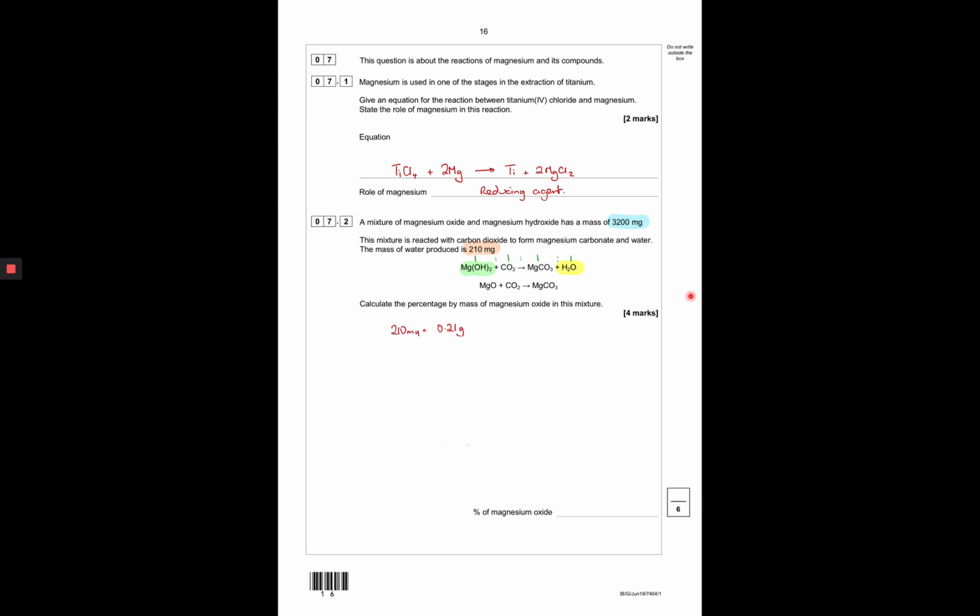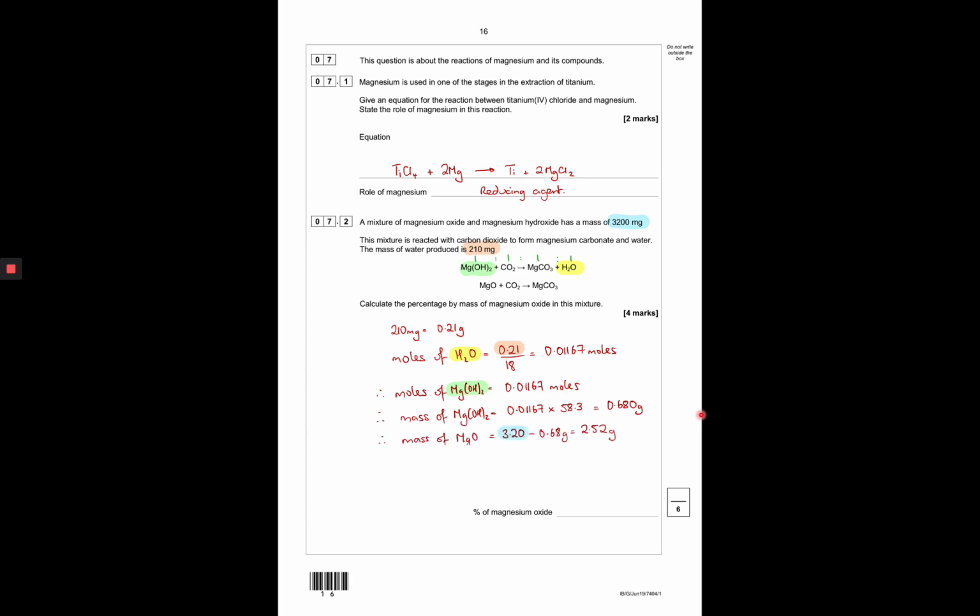So turn our milligrams into grams, because we've got to remember that. Then we work out our moles of water. Therefore, and that's what the reaction equation is there to say, if we know that's how much water was made, we know how much magnesium hydroxide we had in the first place. If we know how much magnesium hydroxide we had in moles, then we also can work out what mass there was in the first place. So, it's relying on using your periodic table and so on. Therefore, the mass of magnesium oxide must be the mixture's mass minus the magnesium hydroxide's mass. So we get 2.52, and then we're just doing a simple percentage. Okay.